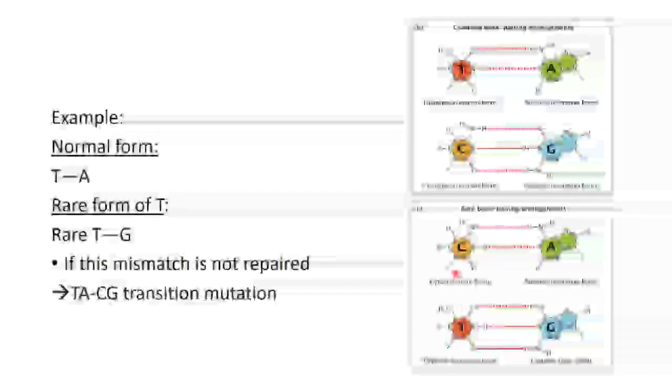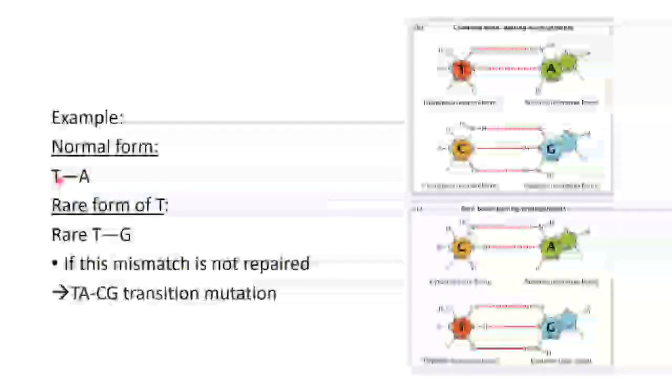Same concept here, guys. If C is present in its rare tautomeric form, it no longer pairs with G, it now pairs with A. So CA represents the rare base pairing arrangement. Let's take an example, guys. We have a base pair TA. So T is present on the first DNA strand. On the second DNA strand, the complementary base is A, so TA base pairing.